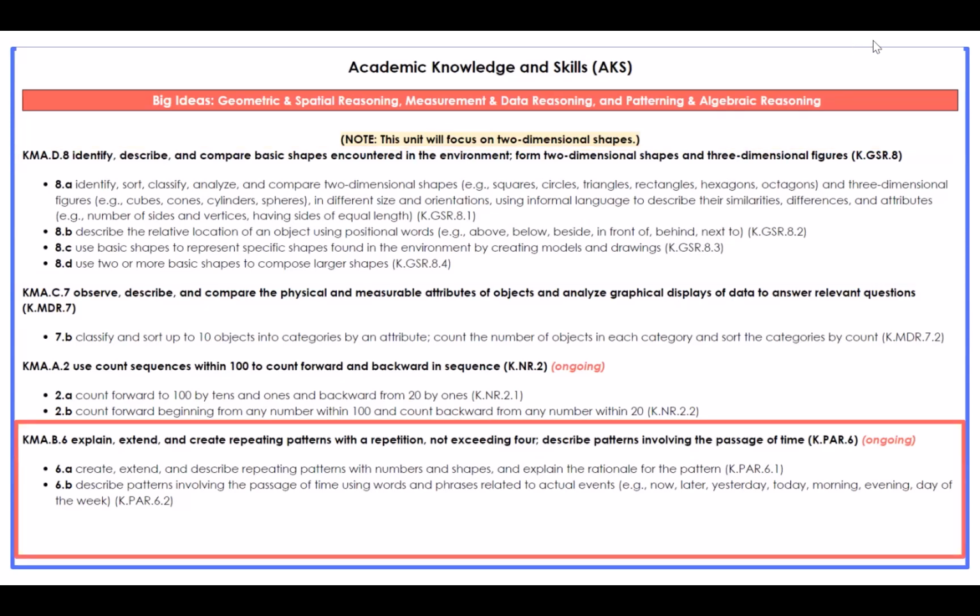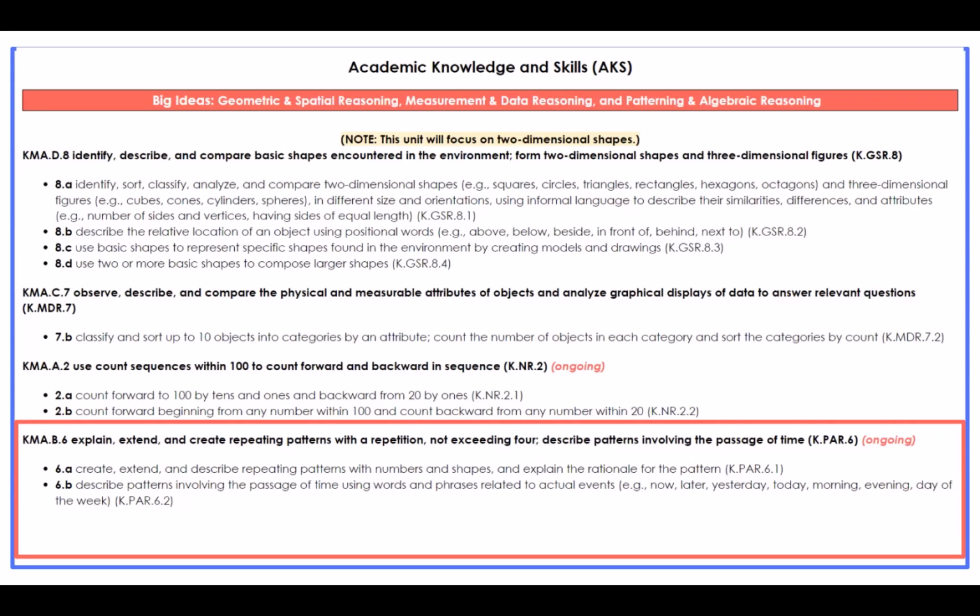For students to show mastery of AKS 6, they should explain, extend, and create repeating patterns with the repetition not exceeding 4, and they should also be able to describe patterns involving the passage of time. While AKS 6 is ongoing throughout the year, specific instructional time will be dedicated to IOA 6A in Unit 2. IOA 6A states students show mastery of AKS by being able to create, extend, and describe repeating patterns with numbers and shapes, and explain the rationale for the pattern.